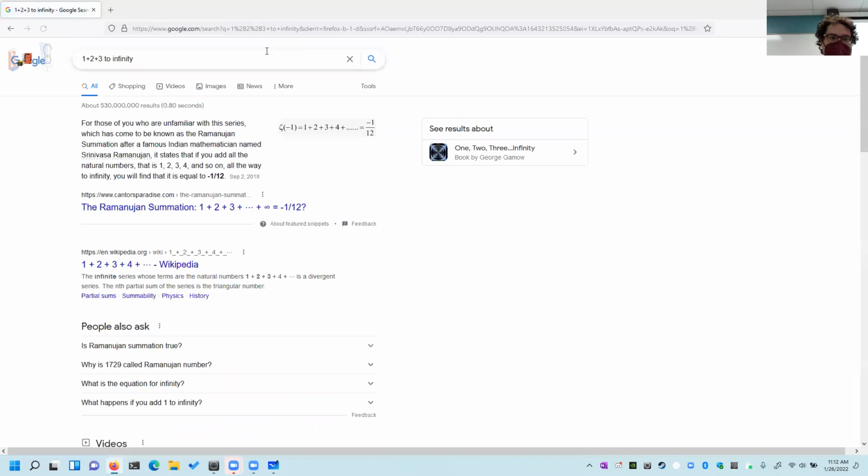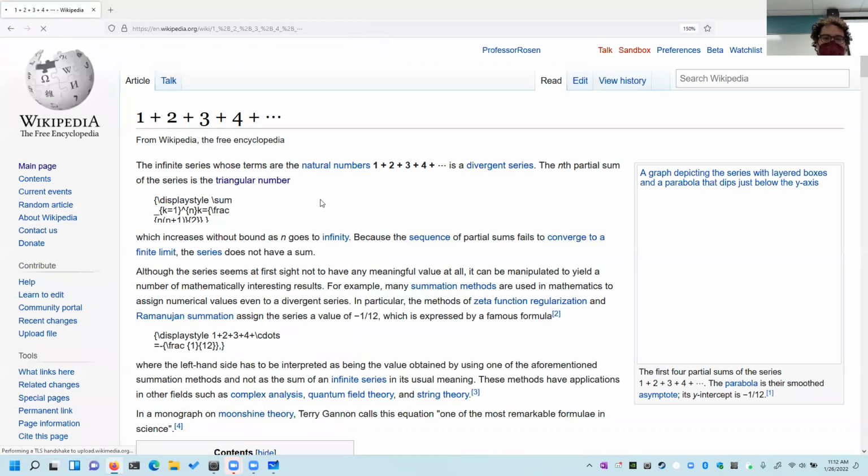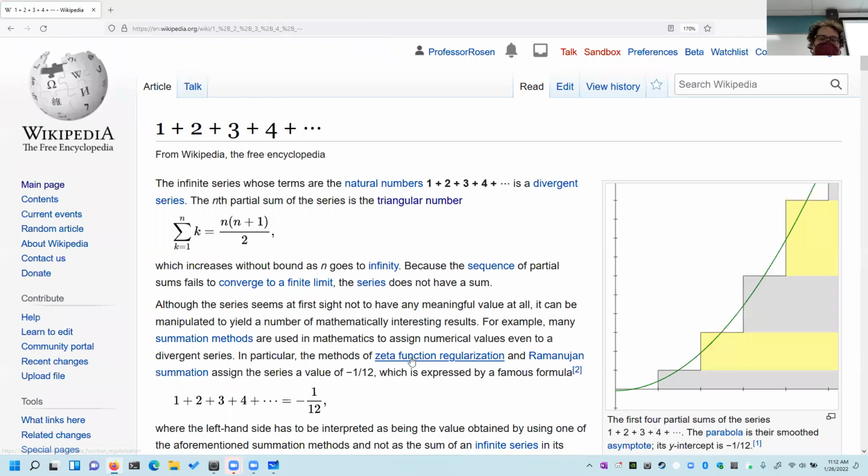Yep, Ramanujan summation will converge. It will be a triangular number. In particular, the methods of zeta function regularization and Ramanujan summation assign the series a value of -1 over 12.